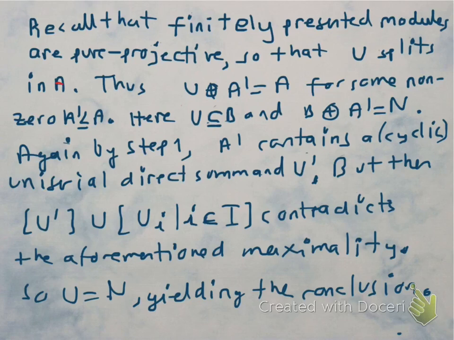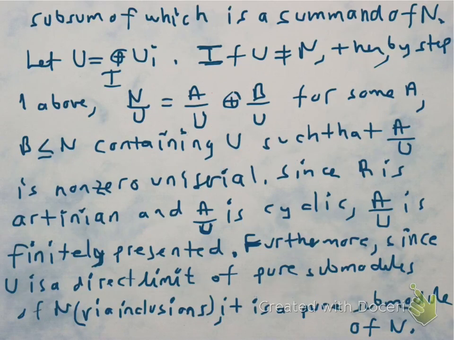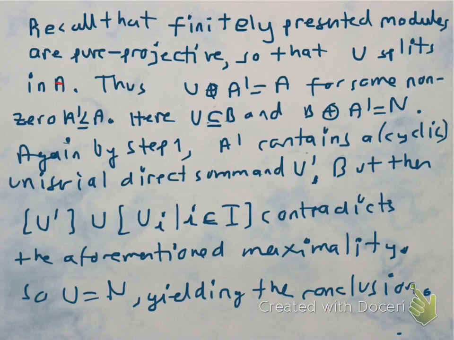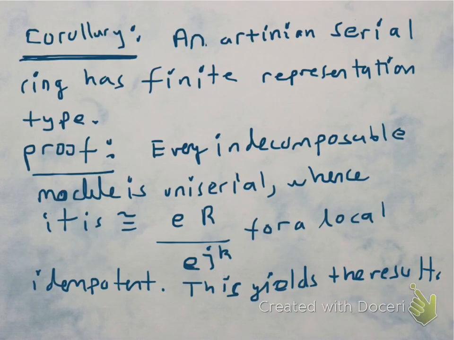Okay, which is why U has to be equal to N to avoid that contradiction. Namely, N over U has to be 0. So this proves the theorem. Now we have the corollary that we want.